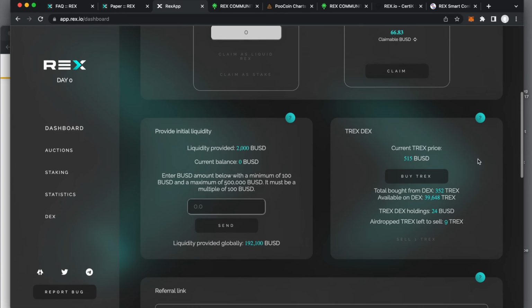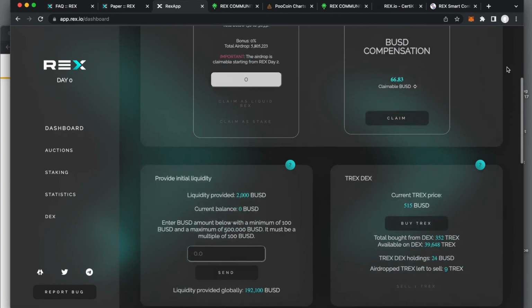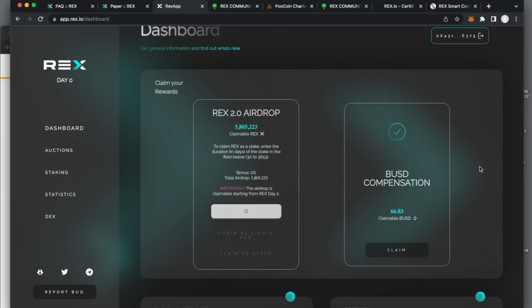So anybody who buys a T-Rex, a portion of those funds are going to pay people back their BUSD compensation. And also, once the auctions start, 5% of the auction funds will be going into this BUSD compensation fund, because 100% of the funds originally set aside for development are being sent directly to compensate the BUSD airdrop recipients until the whole airdrop is paid out. That may take a couple months, it may take 14 months, it really just depends on how quickly the money comes into the contract.